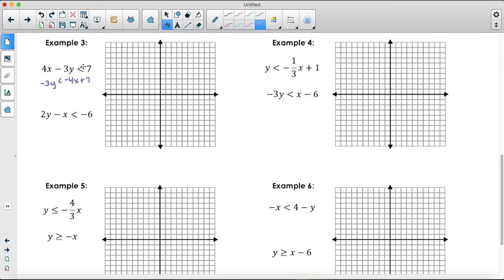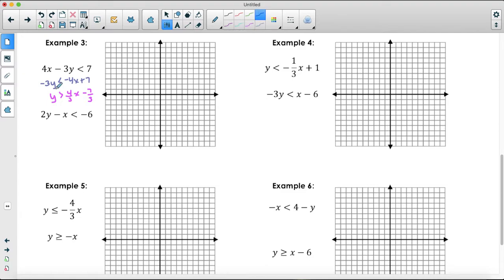Then we'll need to divide by negative 3. So we'll have y is greater than, because when we divide by a negative, our inequality flips. A negative 4 divided by a negative 3 is a positive 4/3 x. And 7 divided by negative 3 is negative 7/3.